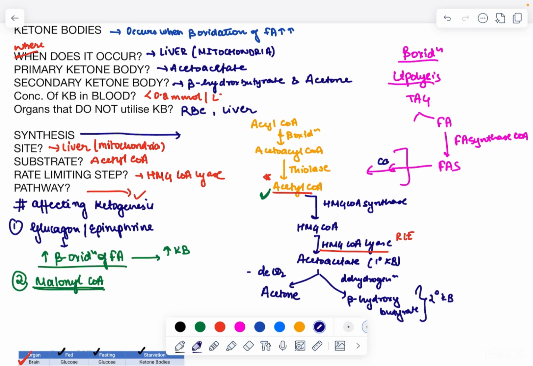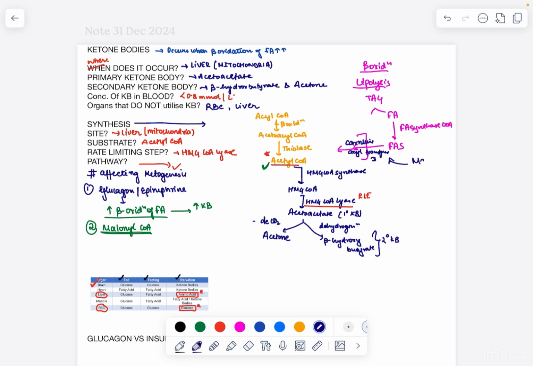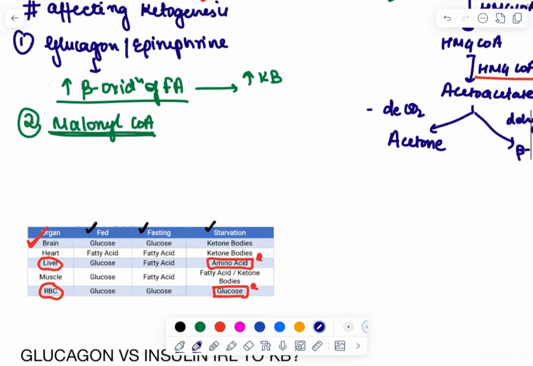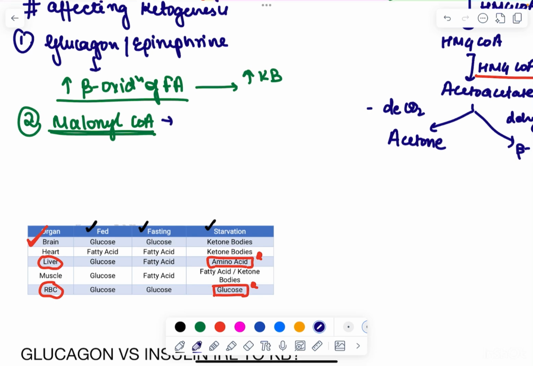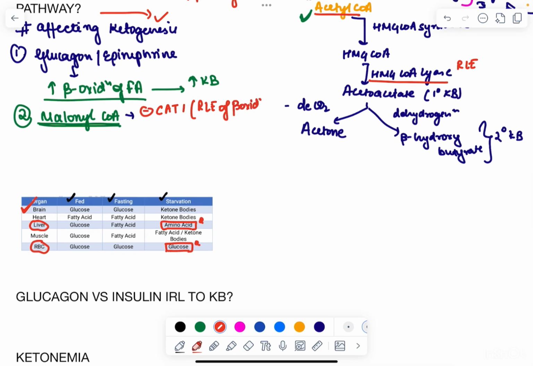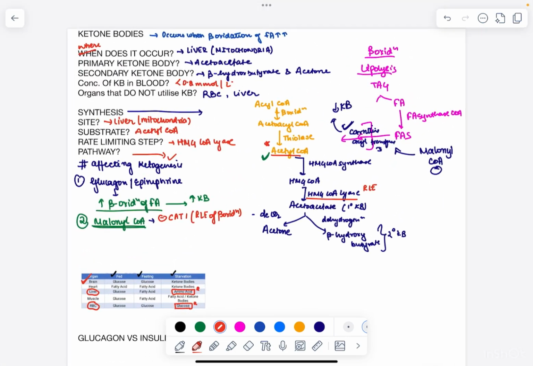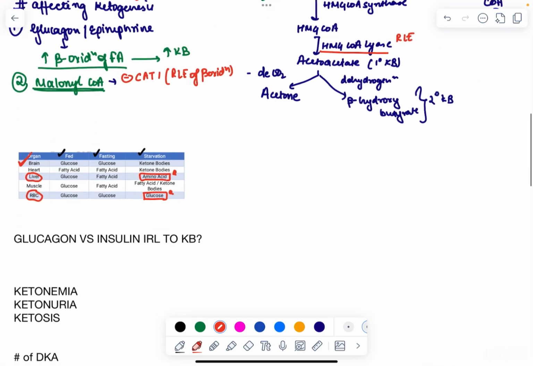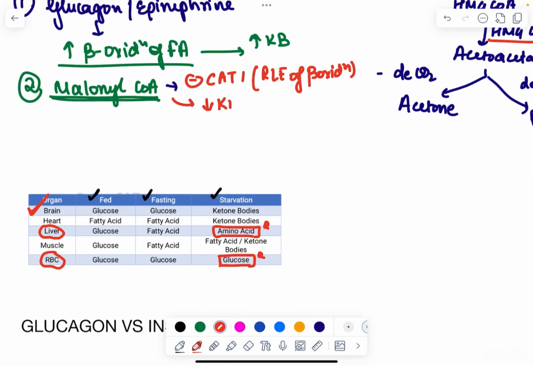This enzyme is carnitine acyl transferase 1. Now what happens is malonyl CoA inhibits this enzyme. Due to this inhibition, there occurs a decrease in ketone bodies. So just remember that malonyl CoA inhibits the carnitine acyl transferase 1 enzyme, which is the rate limiting enzyme of beta oxidation. As I told you in the first line of this video, ketone bodies occur when there is more fatty acid oxidation, so if it is inhibited, that means it decreases ketone body formation.